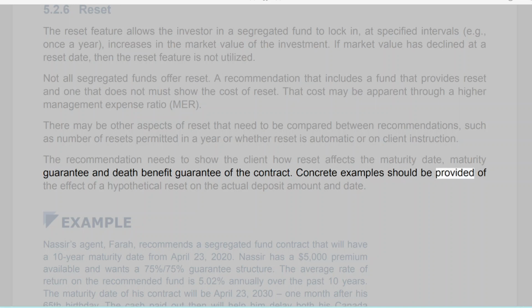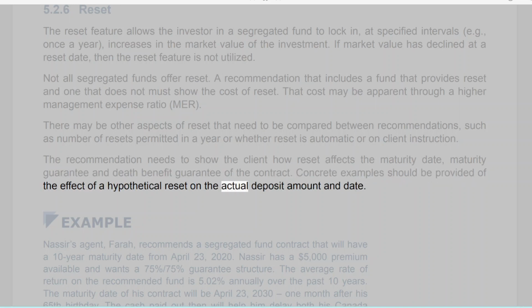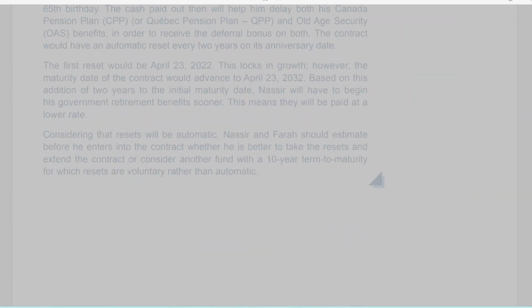Concrete examples should be provided of the effect of a hypothetical reset on the actual deposit amount and date. Example: Nasser's agent, Farah, recommends a segregated fund contract that will have a 10-year maturity date from April 23, 2020. Nasser has a $5,000 premium available and wants a 75% per 75% guarantee structure. The average rate of return on the recommended fund is 5.02% annually over the past 10 years. The maturity date of his contract will be April 23, 2030, 1 month after his 65th birthday.